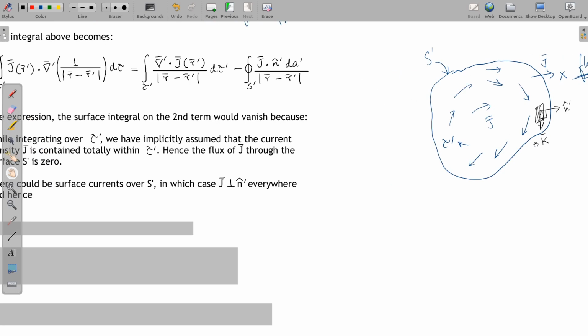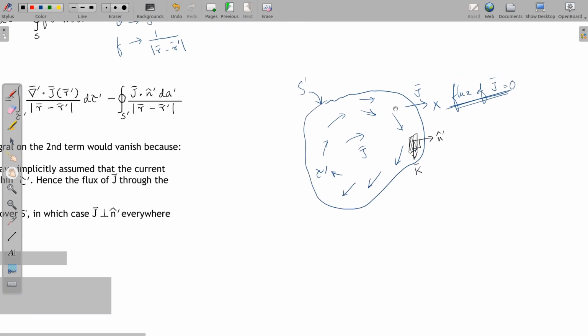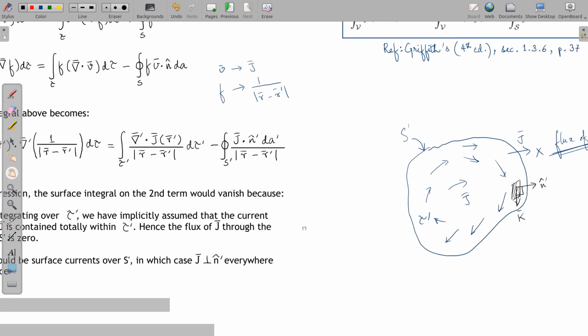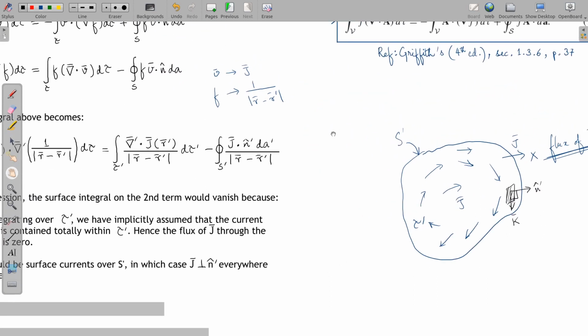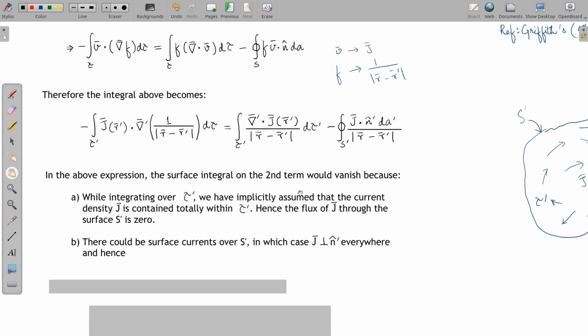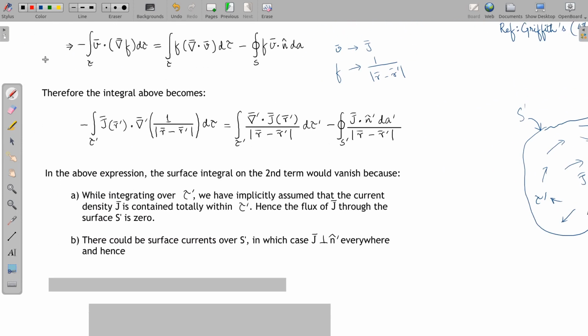even if there is some kind of a surface current which is circulating over the surface of this volume. So in either case, the current does not come out of the surface, even if the current is on the surface, its dot product with the normal to the surface is always going to be 0. So as a result, this quantity, which is the second term, is going to turn out to be equal to 0.